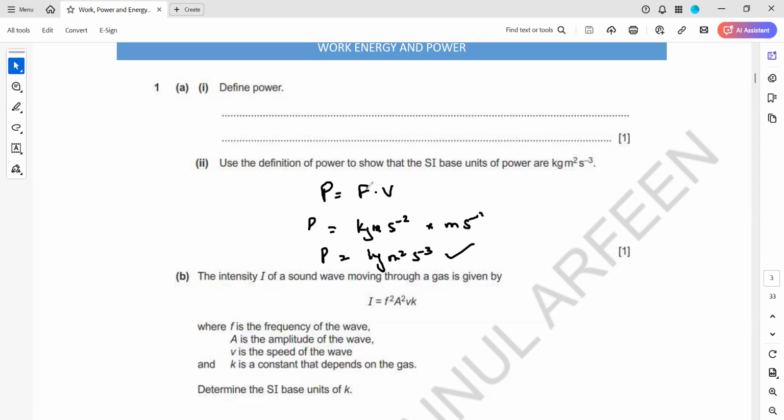So not frequency into velocity. Power is a product of force into velocity. This is not frequency, it's a force.